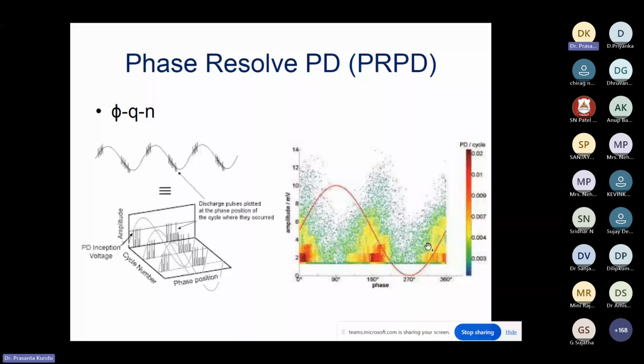Now, if it is occurring at one particular phi, one magnitude, that is Q, that is N, then at a different cycle, that same phi may have a different magnitude. Q1, then Q2, like that. So you are going to have a phi angle, and the magnitude will be different. And the number of pulses can have different ways of presentation. The number of pulses of that particular magnitude, we plot in a color code or density code, like that. So this is a typical pattern of the PRPD, phase-resolved PD.